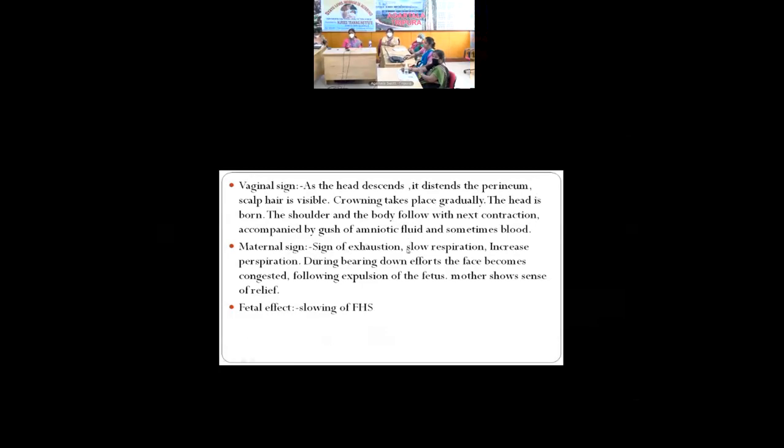Maternal side: sense of exertion, slow respiration and increased perspiration during bearing down efforts, the face becomes congested, and following expulsion of the fetus, the mother shows a sense of relief. This is the mechanism of labor for LOA.